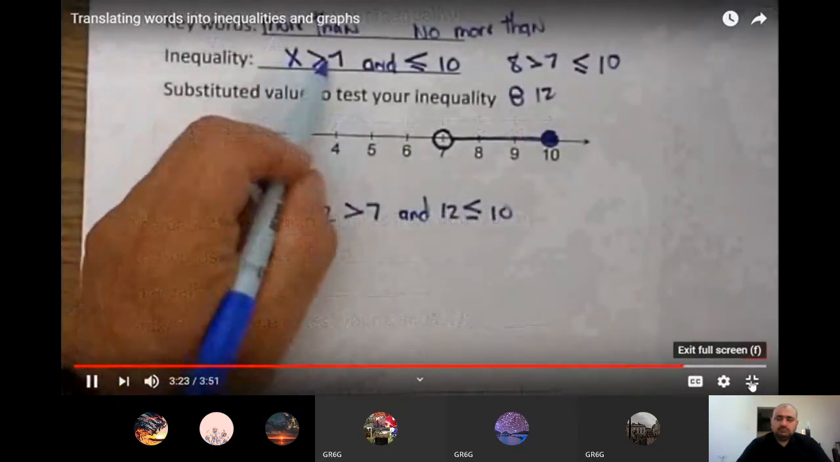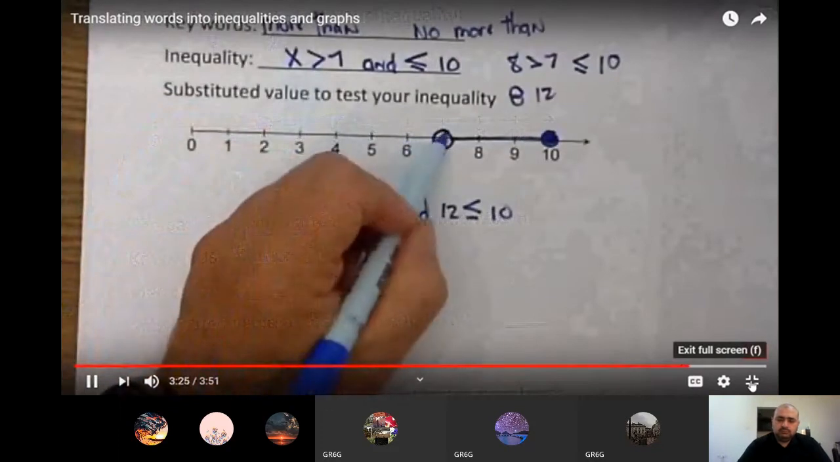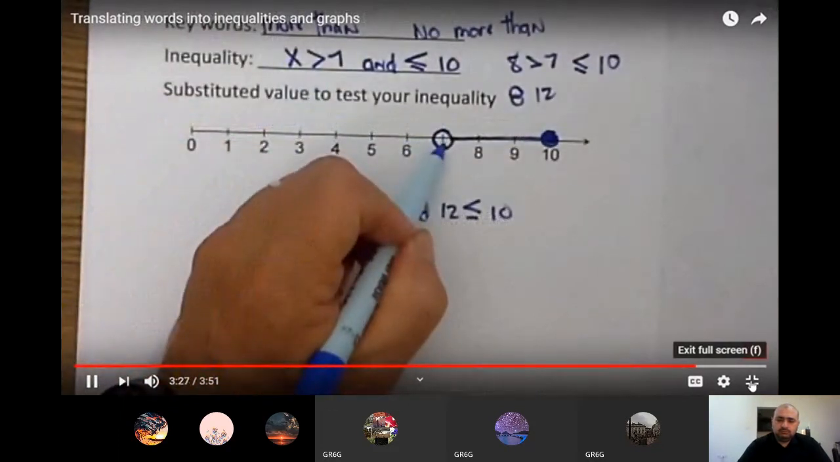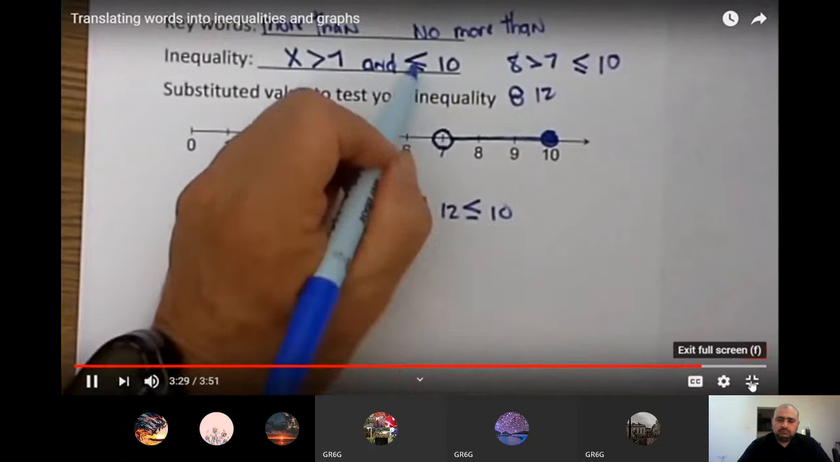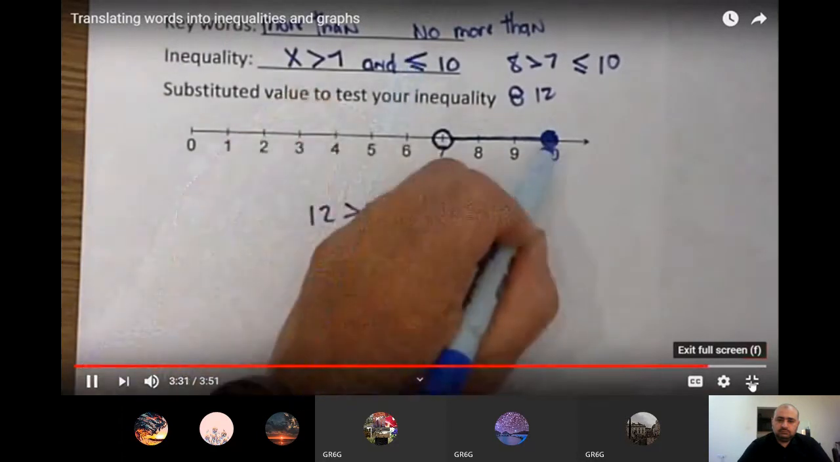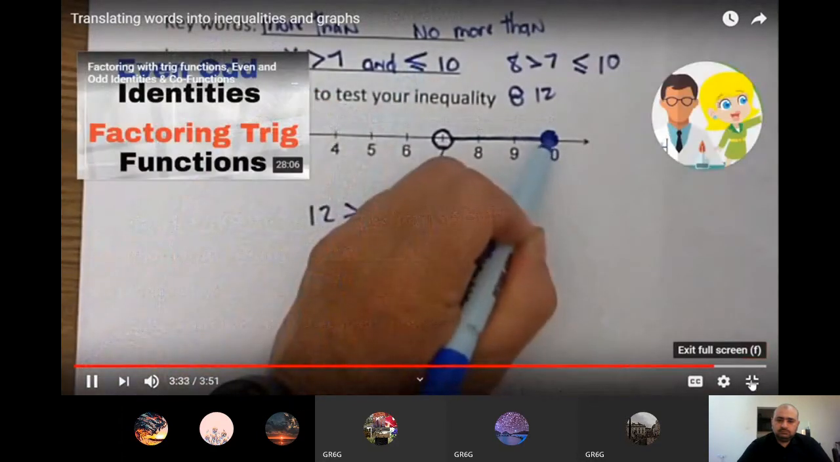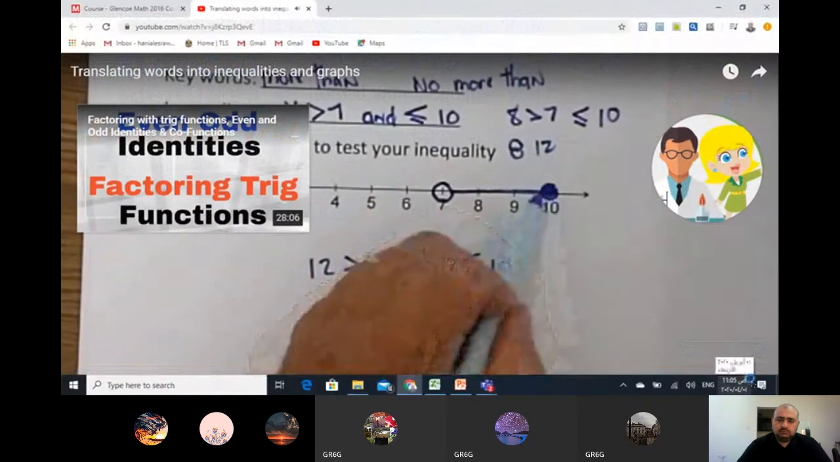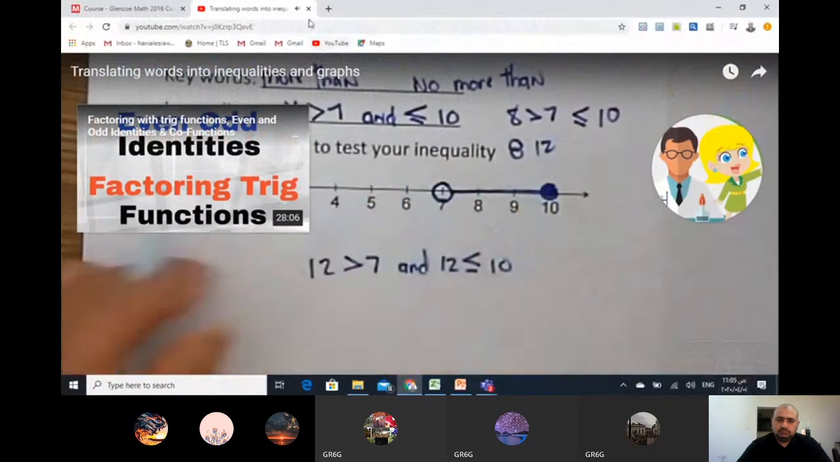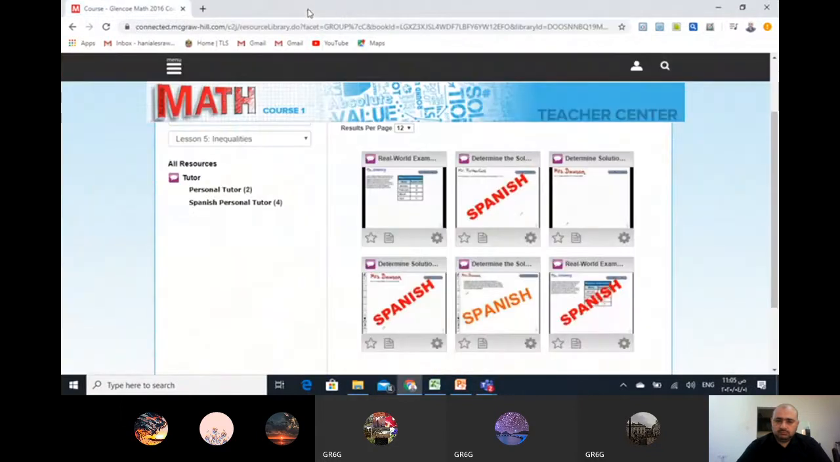And x is greater than 7, and so it will be open because the 7 will not be included. And then it's going to be less than or equal to 10, so it will be closed, and I've darkened in this, so the numbers will be in between these two. Hope that helps.